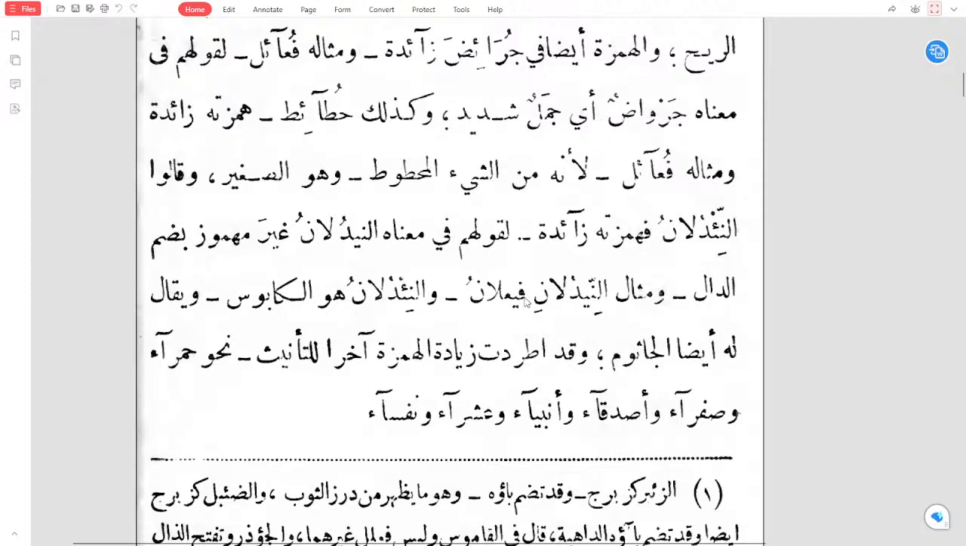So the hamza in a word with the same meaning, with the same root letters, is not found in the second word. Meaning, we will look at both adjectives, and we will find the root letters that are shared between them, and we will class those as the root letters, and anything else will be classed as zaid. That's how we tell that the hamza in ni'dulan is extra. والنئدلان هو الكابوس. It is a nightmare.